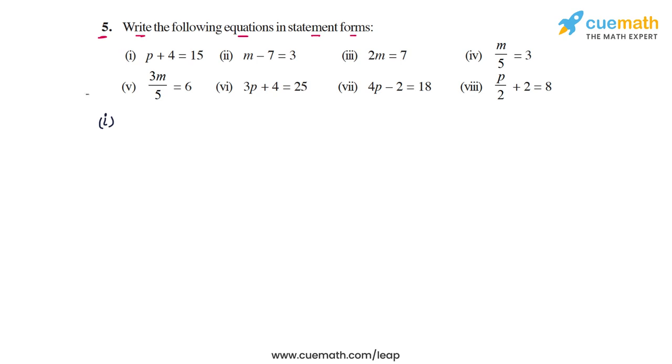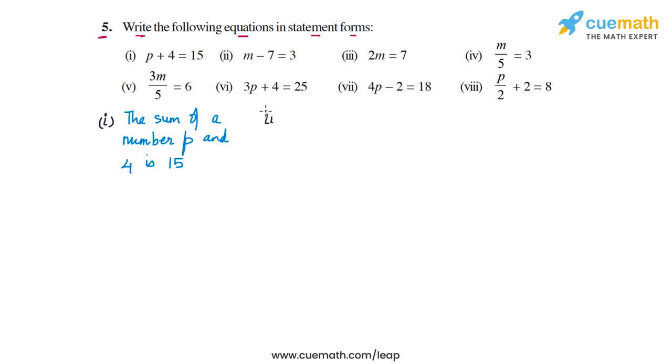So we could write this equation in statement form in a number of different ways. For example, we could refer to the LHS as a number p added to 4, or 4 added to a number p, or the sum of a number p and 4. So there are many different ways to write the same thing. So let's pick any one and go with it. I'm going to write the sum of a number p and 4 is equal to 15. So this is one possible statement form of the first equation.